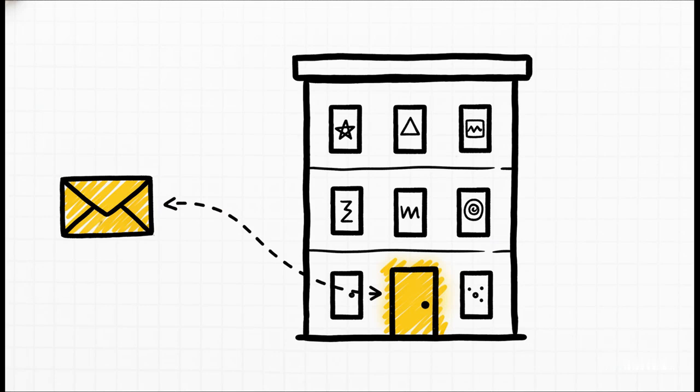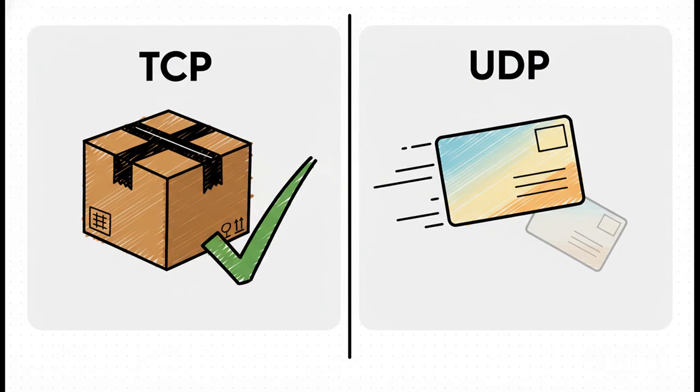The port number, like 443 for HTTPS, is the specific apartment number. It tells the server exactly which service our data is trying to reach. And this right here is a fantastic aha moment.